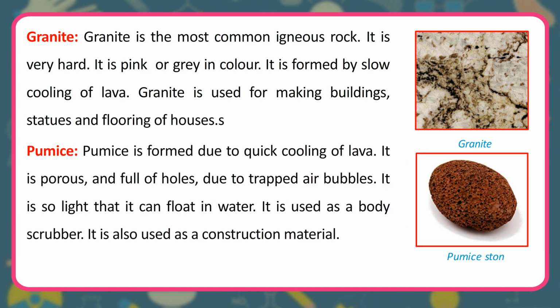Pumice. Pumice is formed due to quick cooling of lava. It is porous and full of holes due to trapped air bubbles. It is so light that it can float in water. It is used as a body scrubber. It is also used as a construction material.